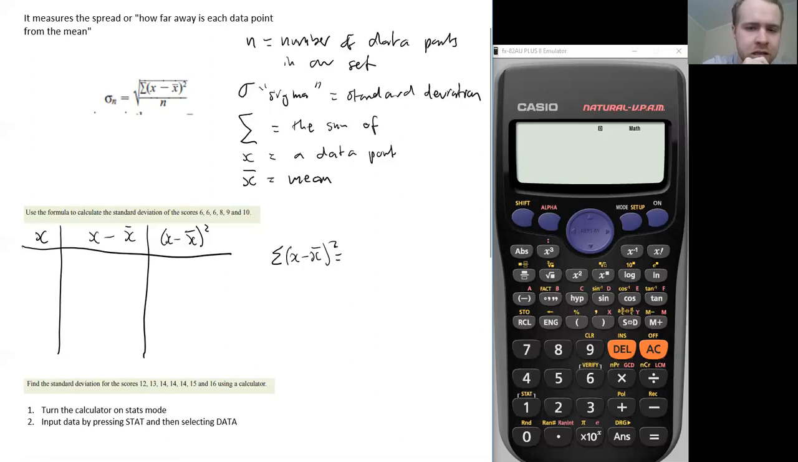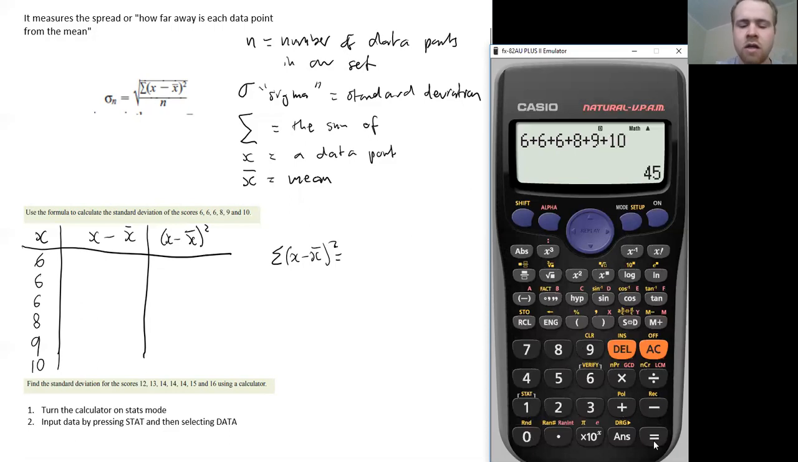Firstly, we need to put in each score, and then we're going to find the difference between each score and the mean. So firstly, let's go 6, 6, 6, 8, 9. Sorry, I've missed 1 and 10. To find the mean, we just simply add up all the scores, 8, 9, 10, and then divide it by the number of scores. Now there's 6 scores there.